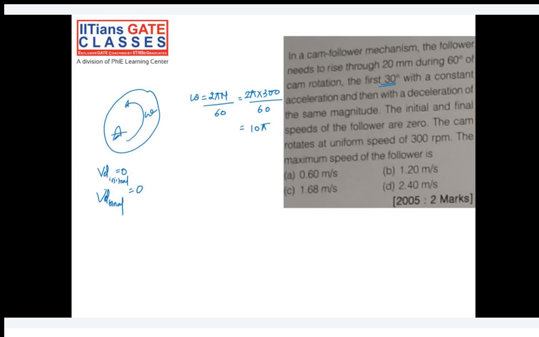So how much time can it take? Calculate it. How much time is required to move the crank by 30 degree? Omega is equal to angular displacement divided by time, so time will be angular displacement divided by omega. The angular displacement is 30 degree, which in radian is pi by 180 into 30, divided by omega, which is 10 pi, as we have just calculated. It will come around 1 by 60 second. So 1 divided by 60 seconds is required to move this cam by 30 degree.